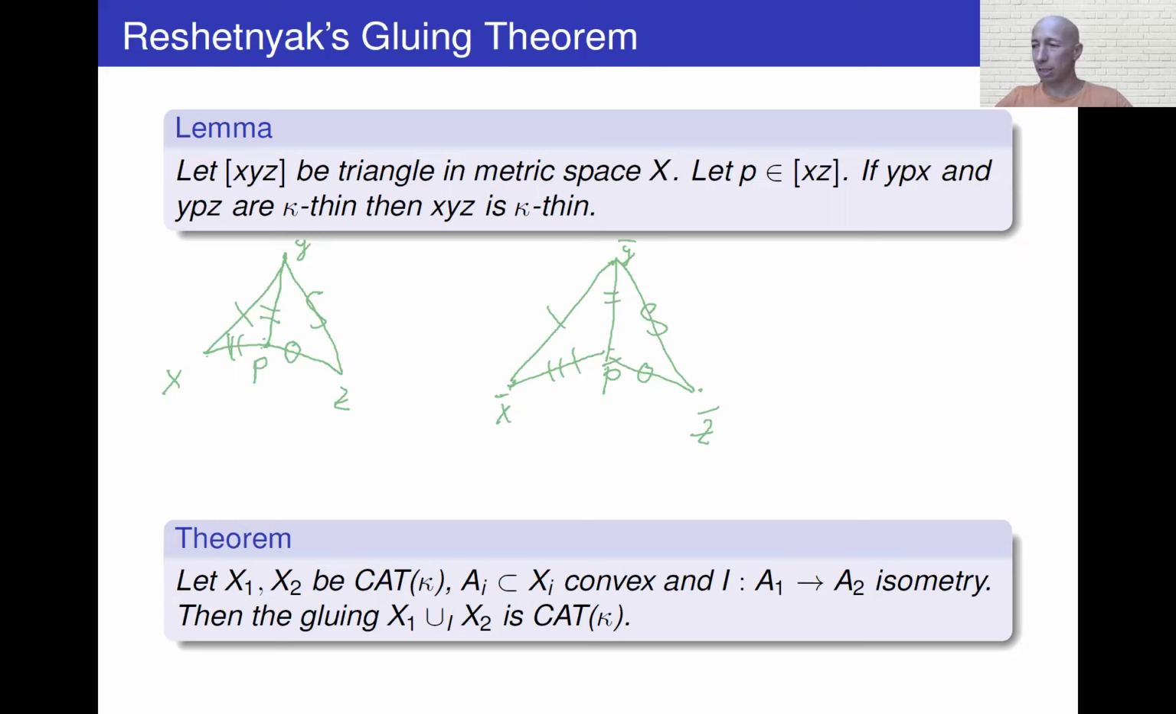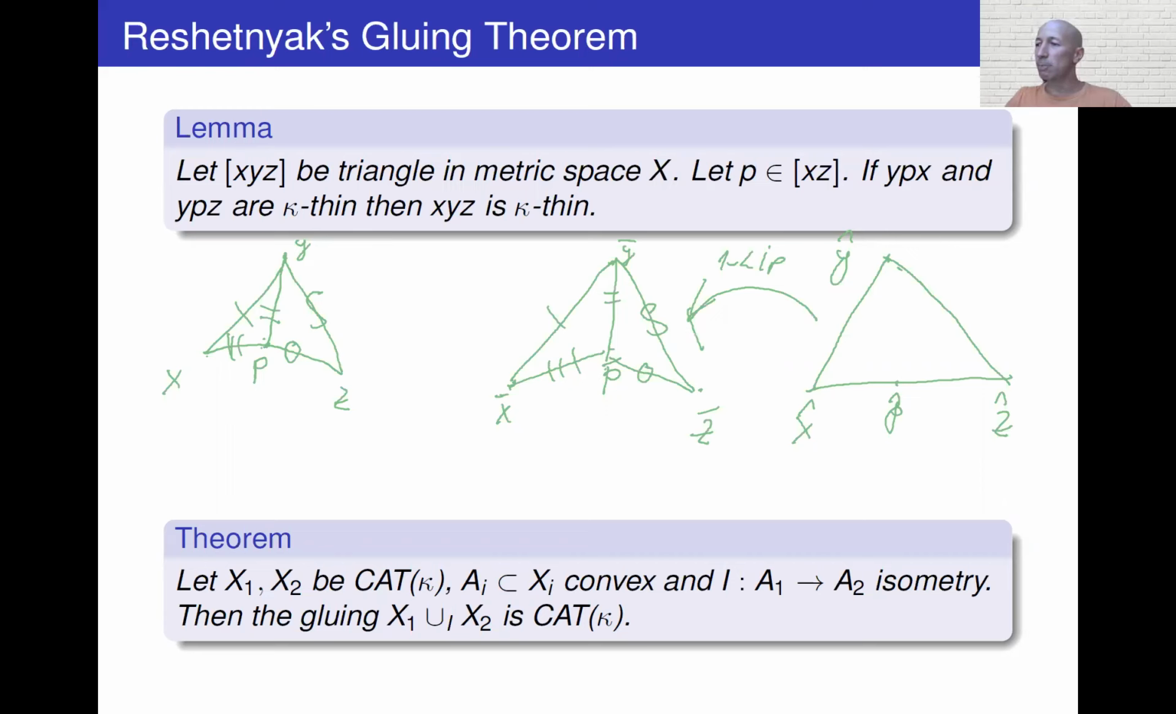So the picture is really like this. If we put the two comparison triangles together, then they form a quadrangle which is concave at p bar. And now we use Alexandrov's lemma. The two pictures on the right are in the Euclidean plane. So we have one Lipschitz map here.